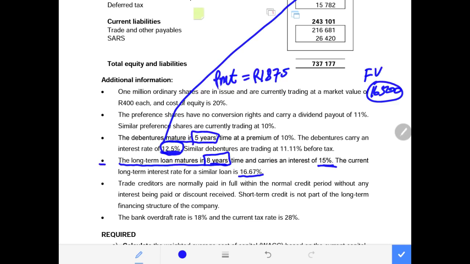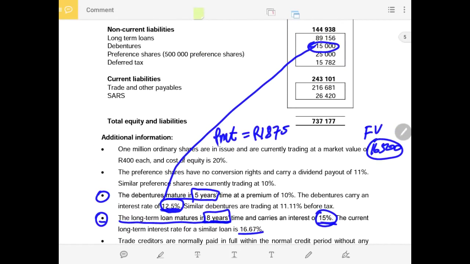So where there is maturity, you have to use a financial calculator to calculate the present value of that financial instrument. Meaning, again, in the debentures here, we need to calculate the present value of the debenture as a financial instrument. And together with this, we need to calculate the present value of this loan, which will mature in 8 years' time. And the interest that we pay on this loan, remember we had this long-term loan.